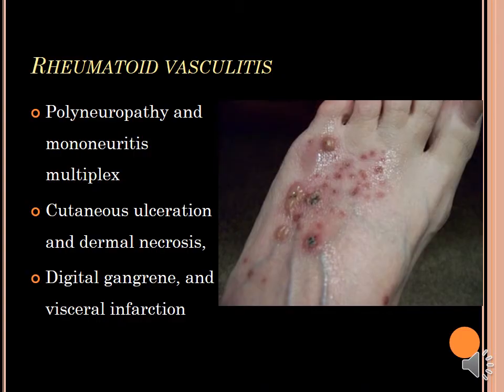Rheumatoid vasculitis is another important phenomenon, with polyneuropathy and mononeuritis multiplex as a manifestation. Cutaneous ulceration and dermal necrosis is also found in rheumatoid arthritis, but it is a less common finding. Digital gangrene and visceral infarction can also occur in some cases.